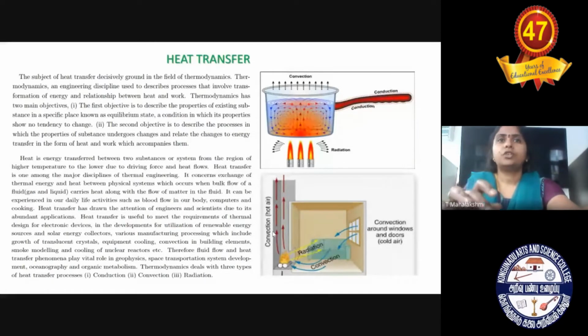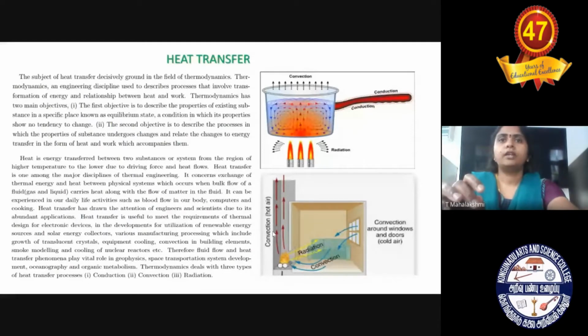Heat is the energy which is transferred between two substances or systems. And heat transfer is one of the major disciplines in thermal engineering, which concerns the exchange of thermal energy and heat between physical systems.